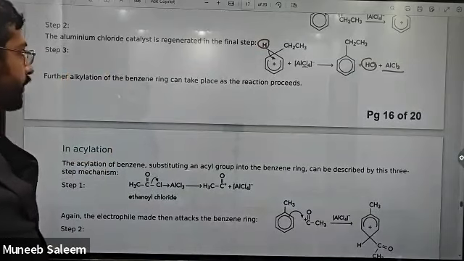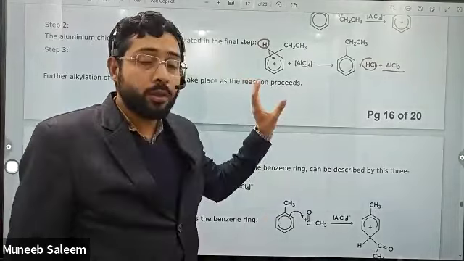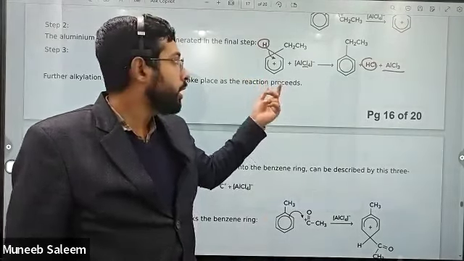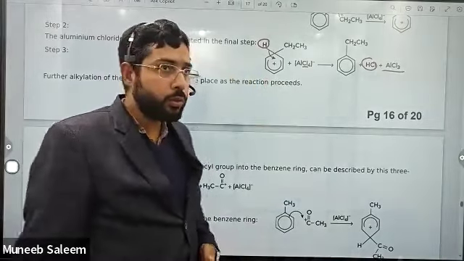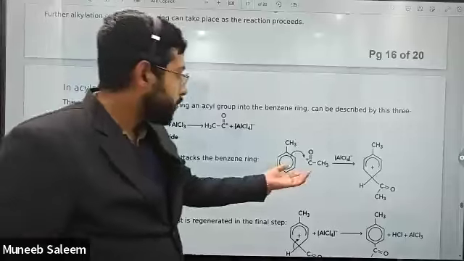Further alkylation of the benzene ring can take place as the reaction proceeds, which means we have a mixture of the halogen carrier compound and the catalyst inside that can proceed further to connect more alkyl groups on the compound. So here is the case.